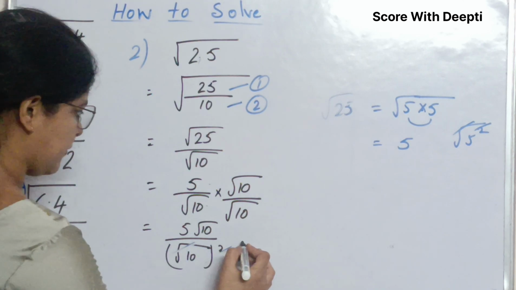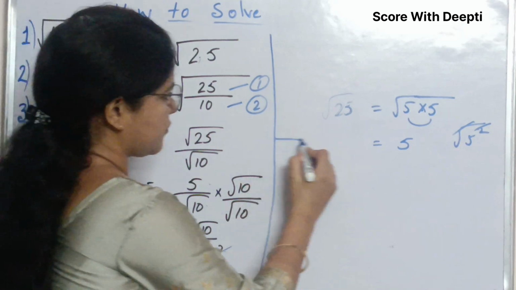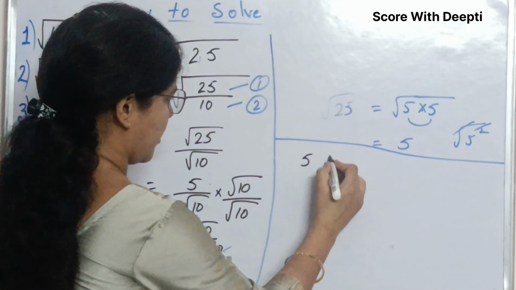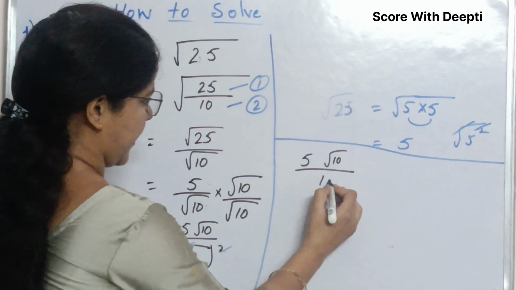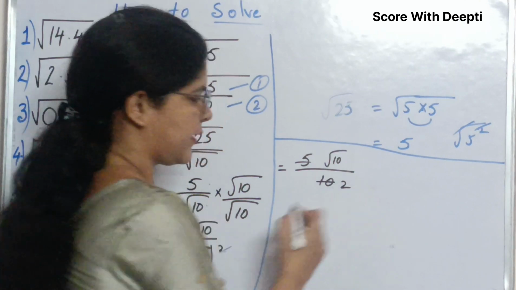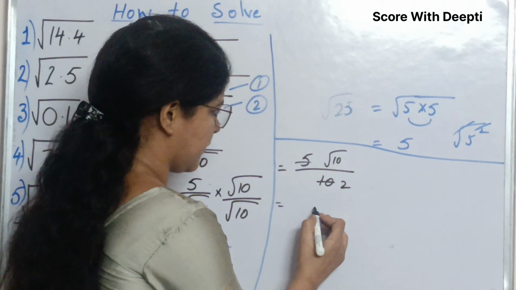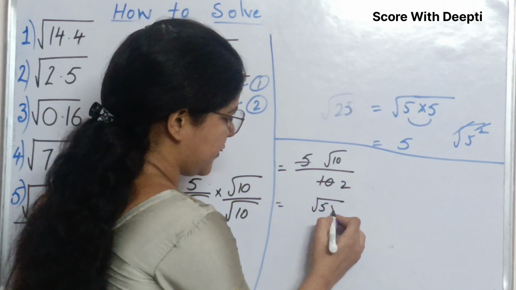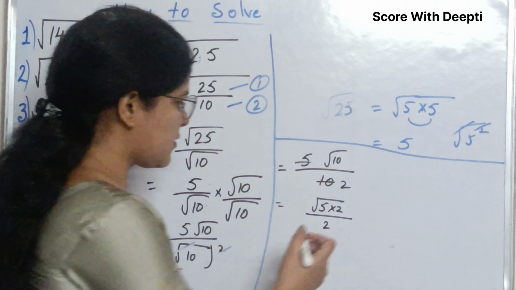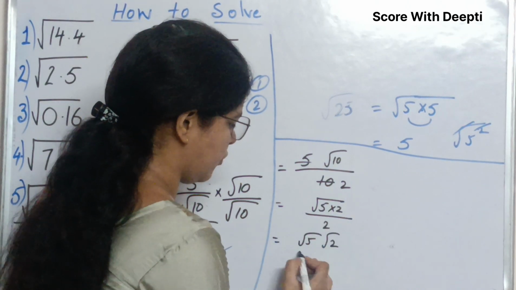And we get, so next here we solve this question and we write 5 square root 10 over 10. Next, 5 to the 10. Next, in place of square root 10, we write square root 5 into 2 over 2. Next, we separate these and get square root 5 into square root 2.